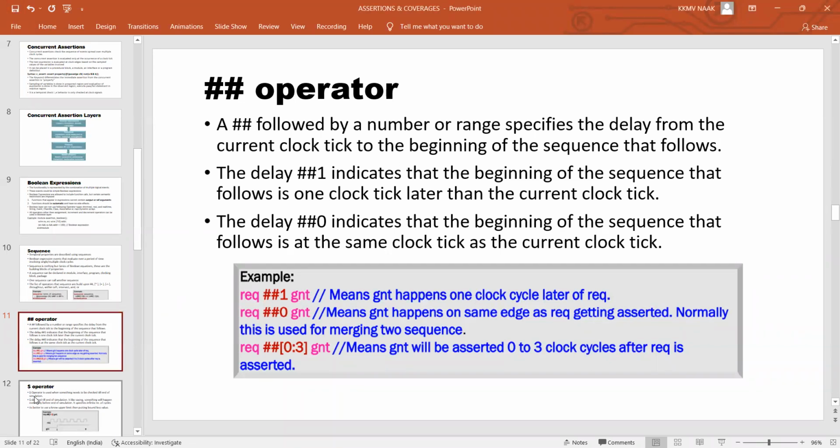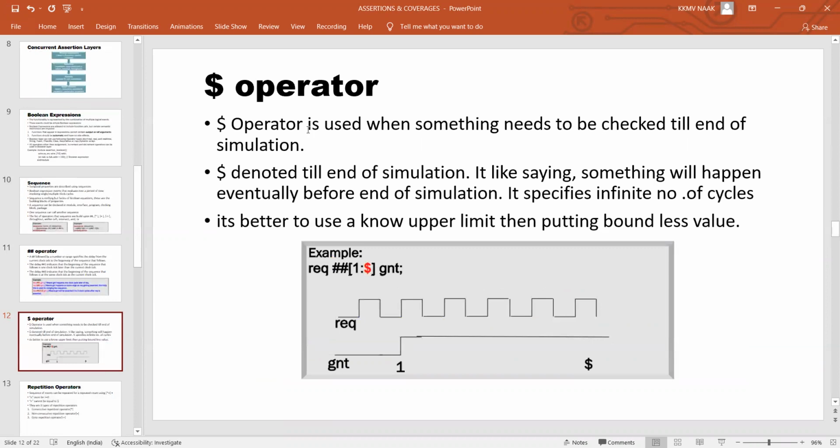Okay, so this is the double hash operator, and we have the dollar operator. So see here in the example, if you are mentioning it like this, dollar represents till the end of your simulation. It doesn't represent infinity, because you are not running your design infinite times, right? How many times are you running? So dollar here does not represent infinity, but it represents the maximum number of times you are repeating, or till the end of your simulation.